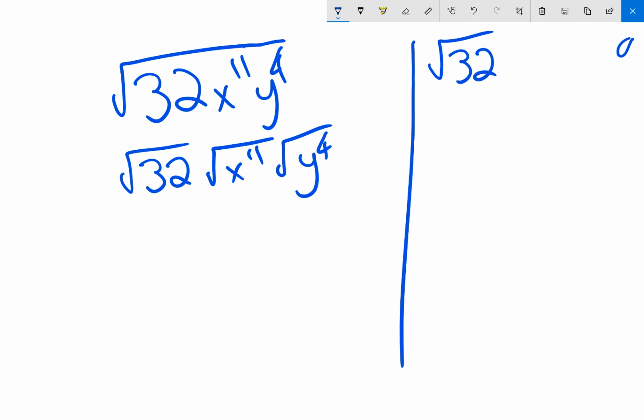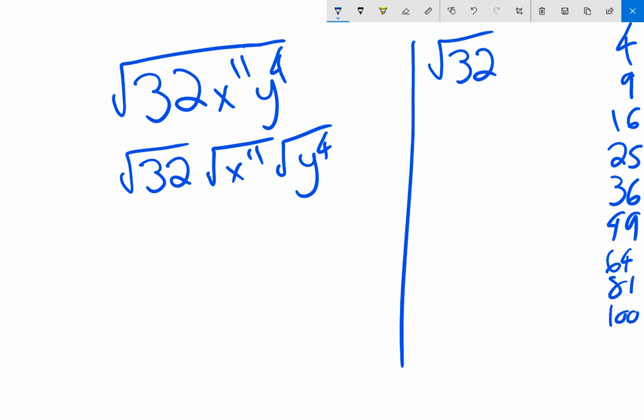Remember, the perfect squares are 4, 9, 16, 25, 36, 49, 64, 81, 100. These are probably as much as we need to know. 32 is not one of these perfect squares, but 32 is divisible by one of them. Well, it's divisible by 2 of them, but the biggest one is divisible by 16. So break 32 into 2 parts. 16 times 2. 16 times 2 is 32, but we're using 16 because it's a perfect square.